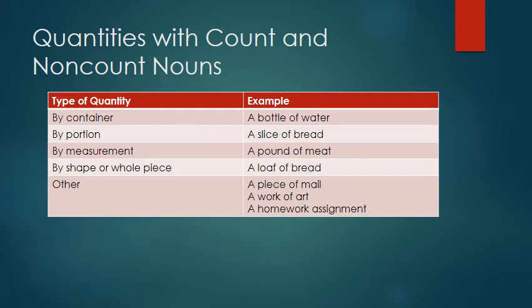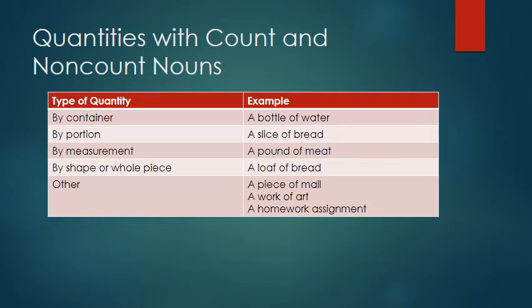the other group. So by container, we can say a bottle of water. This is on page 164. There's a number of them. A glass of water, a bowl of soup, a can of soda. The container is the thing that it's in. We can also do it by portion. Portion means the serving size. A slice of bread, a piece of meat, a strip of bacon.